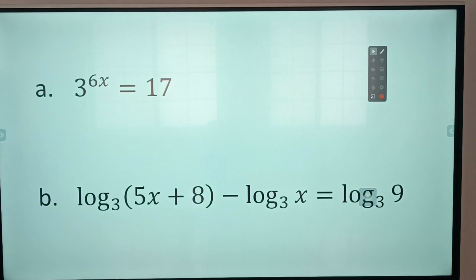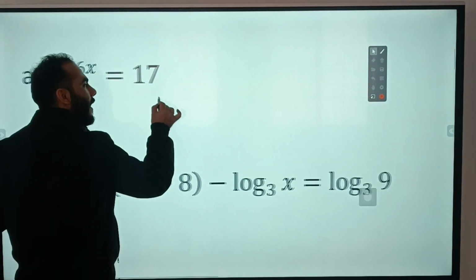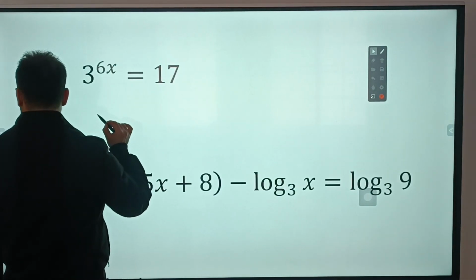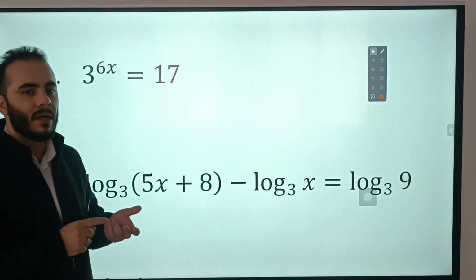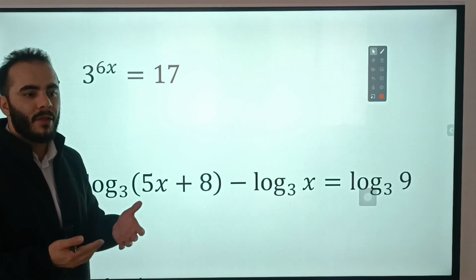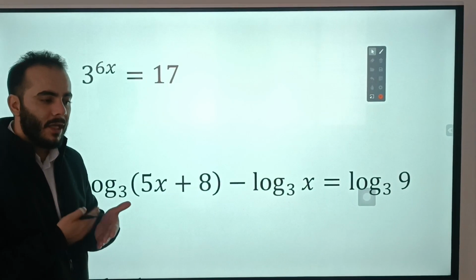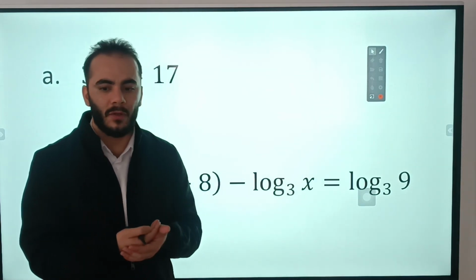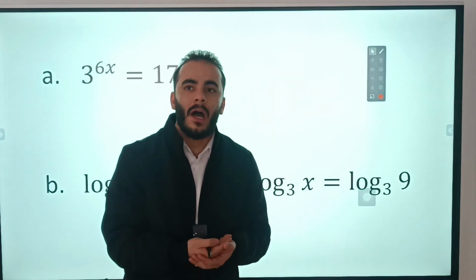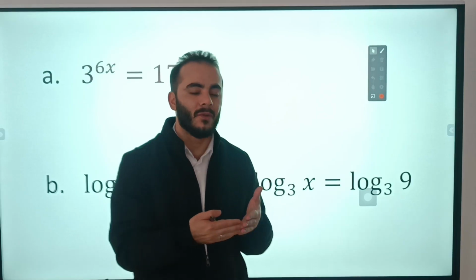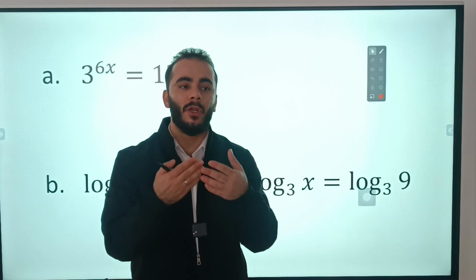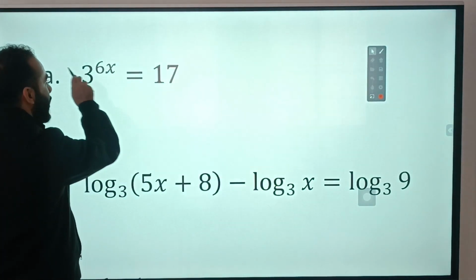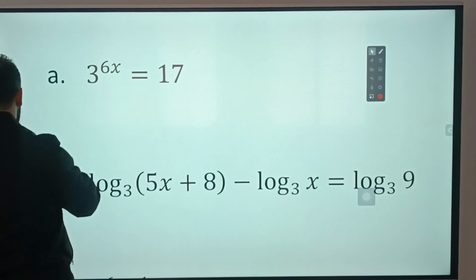3 powered by 6x equals 17. My question is, can we write 17 as a power of 3? Absolutely not. It's not 9, it's not, for instance, 27 or a number that can be written as a power of 3. That's why in my previous video, in the first lesson regarding logarithms, section 4.4, I said that if we couldn't write one side in terms of the other side, we need to use logarithms. Take logarithm for both sides.